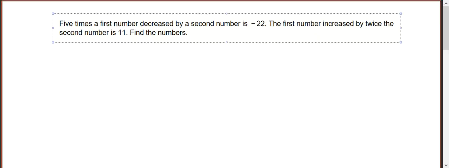Okay, on a problem such as this one where we have 5 times a number decreased by a second number is 22, we're trying to find the values of those numbers.